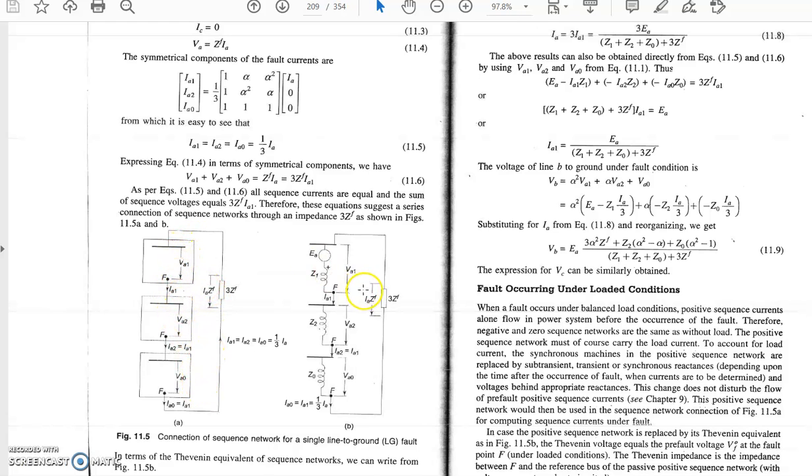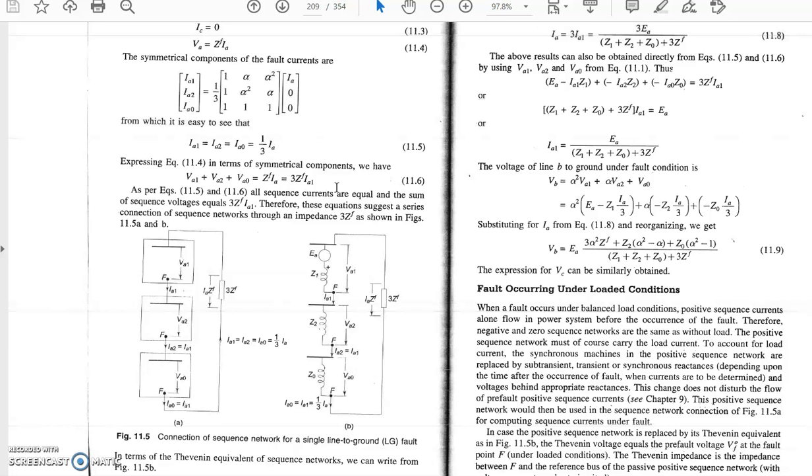If we draw the Thevenin equivalent, then the positive sequence circuit can be written as Ea, Z1, Va1, then Z2, Va2, Z0, Va0. The currents are Ia1, Ia2 and Ia0, and this equation shows that Va1 plus Va2 plus Va0 is equal to 3Zf Ia1. So we add an impedance of 3Zf here. So this diagram satisfies equations 11.5 and 11.6. So this is step number 4.